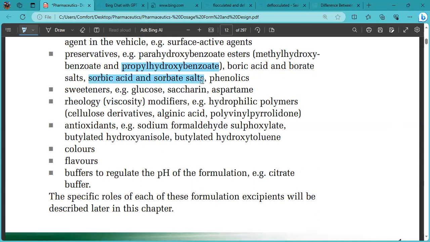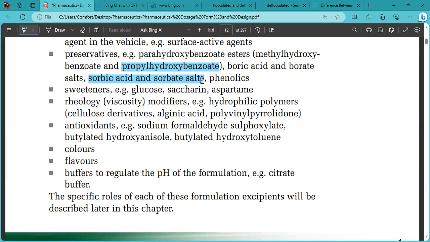Then addition of sweeteners. These sweeteners can be glucose, liquid glucose specifically, saccharin, or aspartame. They mostly just enhance the sweetness of the mixture so that you can mask any bitter or unpleasant taste that could arise from the actual therapeutic agent, so you can now administer it orally. And then it enhances compliance.